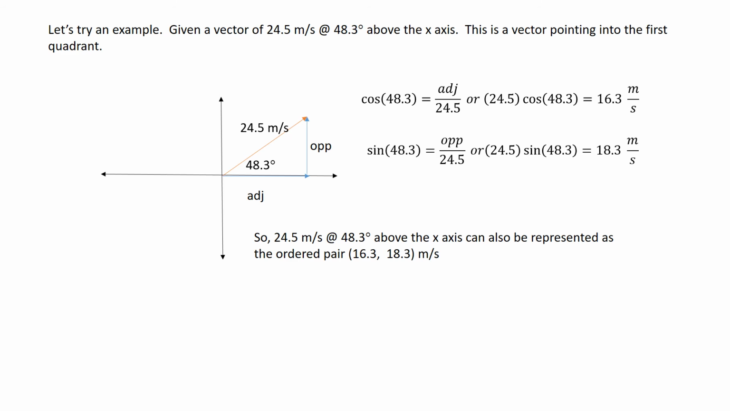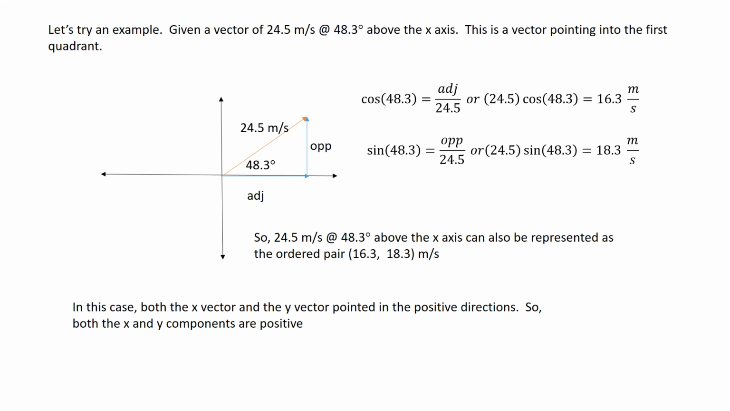So, the vector 24.5 meters per second at 48.3 degrees above the x-axis can also be represented by the ordered pair in component form as 16.3, 18.3, and then I put the meters per second outside the ordered pair. In this case, both the x vector and the y vector pointed in the positive directions, so both the x and y components are positive. I've already drawn the arrows again, sorry.